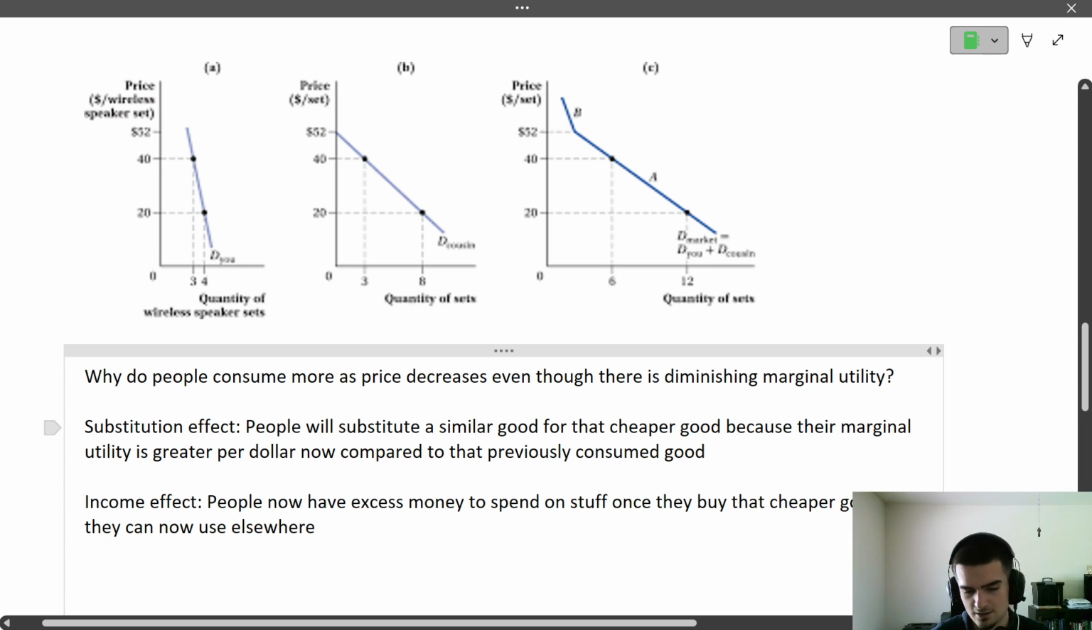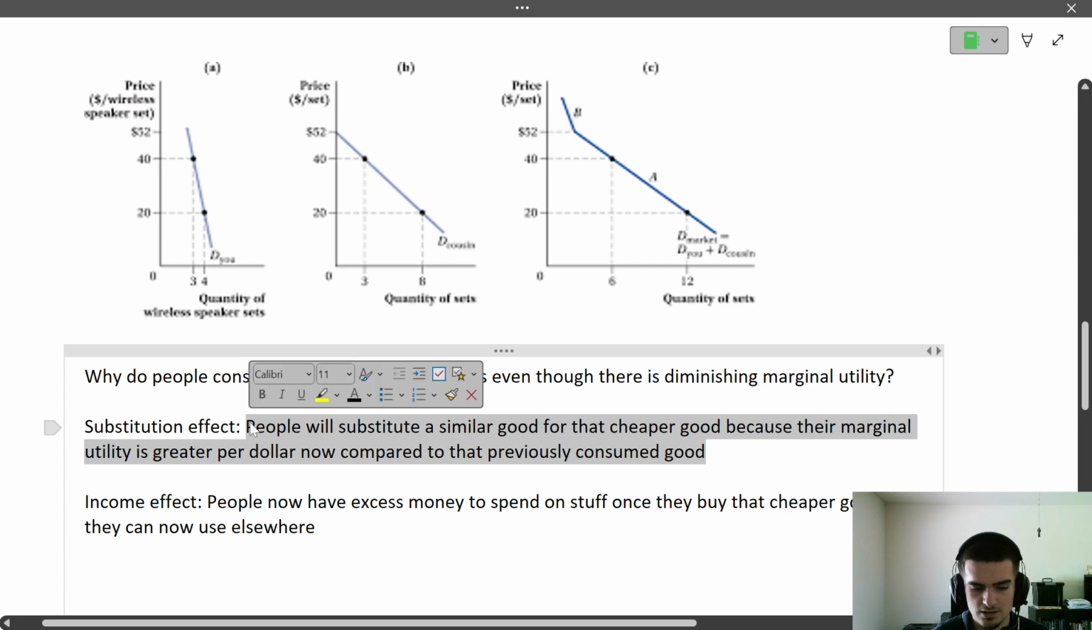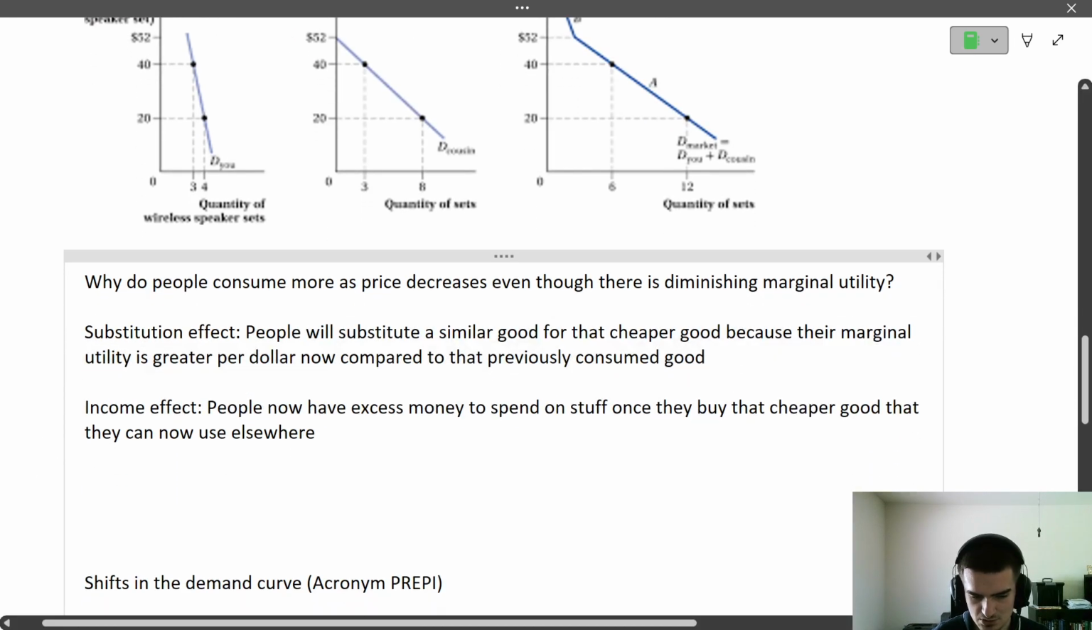Never mind. I don't really. But I challenge y'all to think of your own example of the substitution effect.